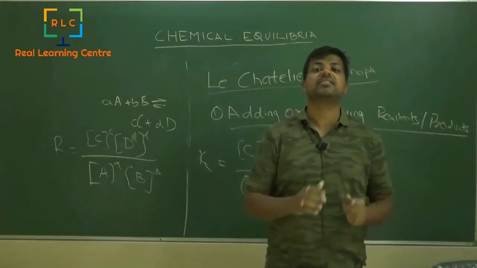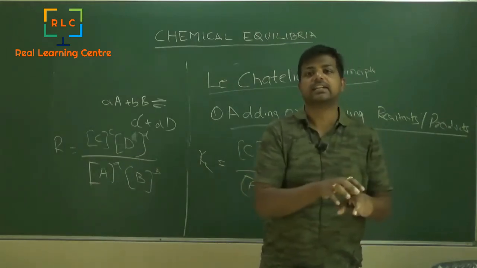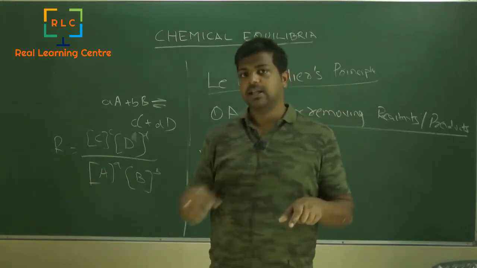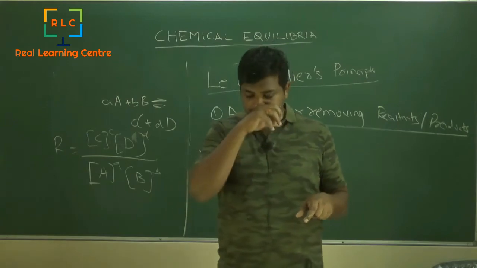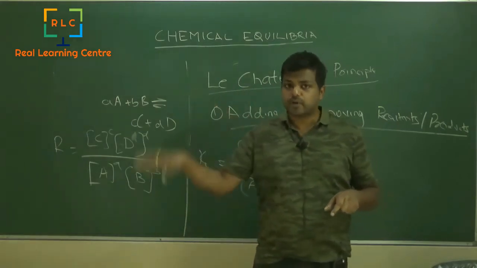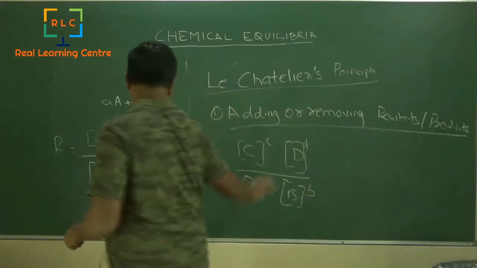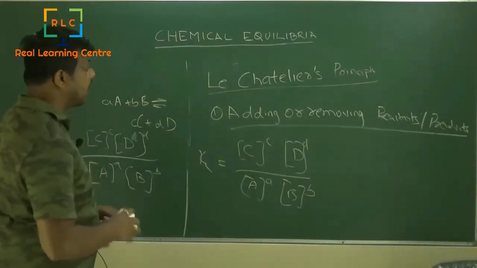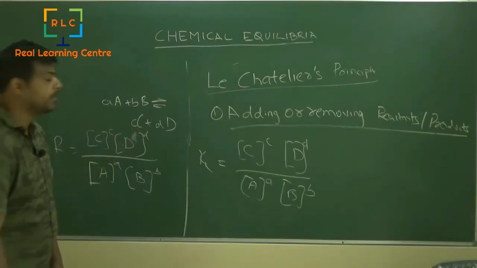When I say more of forward reaction, that means more of the reactants will get converted to product. When I say backward reaction is increasing, that would mean more of product is getting converted to reactants. So that's what Le Chatelier's principle explains about adding or removing reactants or products.